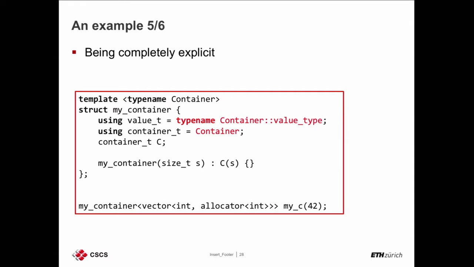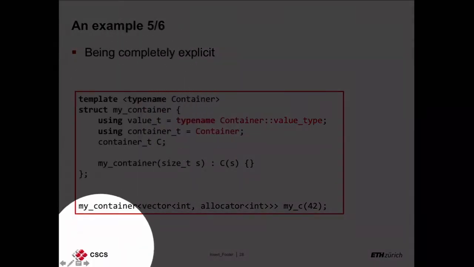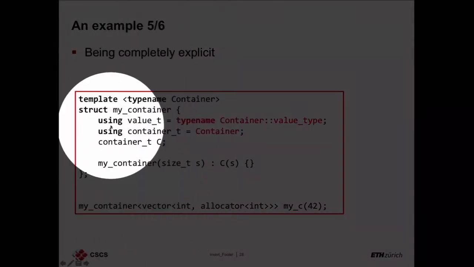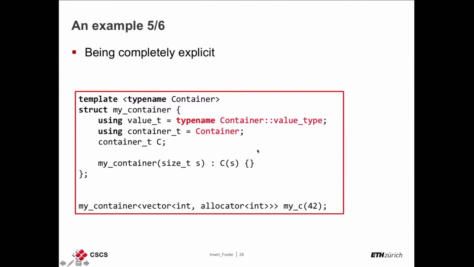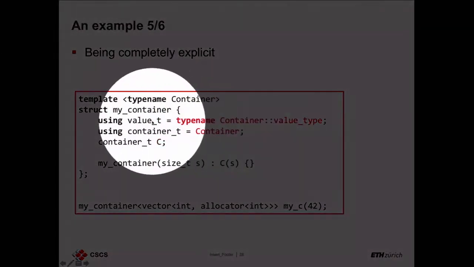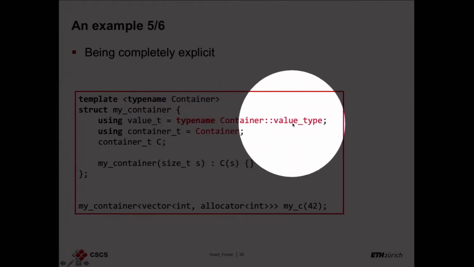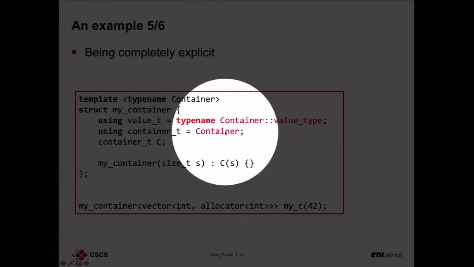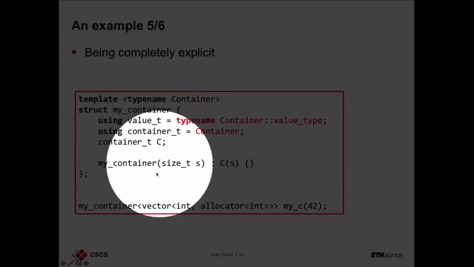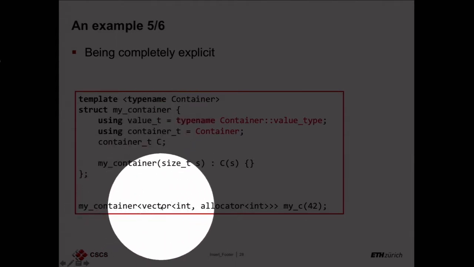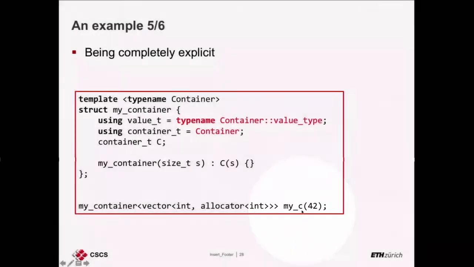But you can also do my container be completely my container of vector of int. So you implement your class where you would do my container with another container in there. So you can say typename Container::value_type is the value type, the container is the container, and that's it. And you have to specify my container of vector of int, allocator of int. And this is also another implementation, right? It's your choice. It might be better at times to have this one.